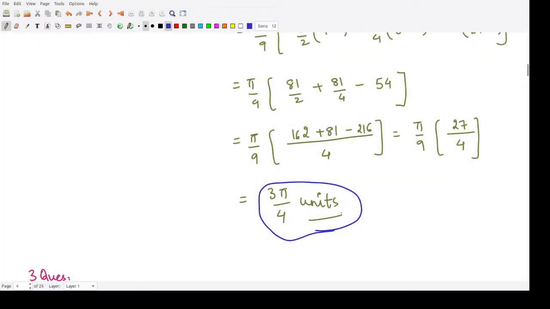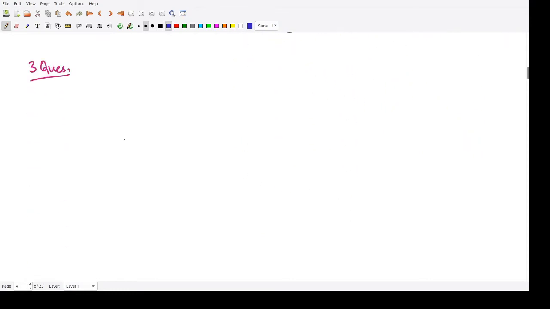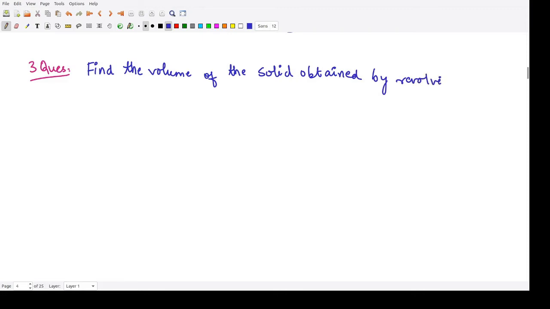So the next example is: find the volume of the solid obtained by revolving the cardioid having equation r is equal to a(1 minus cos theta) about the initial line.